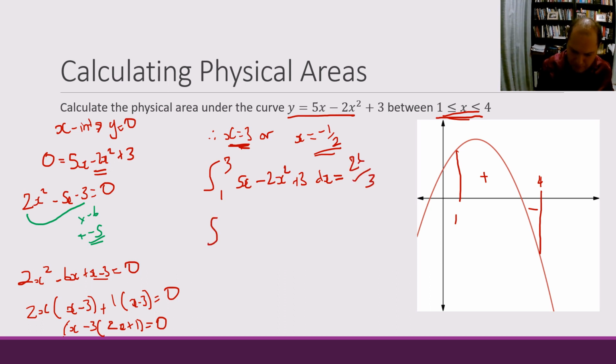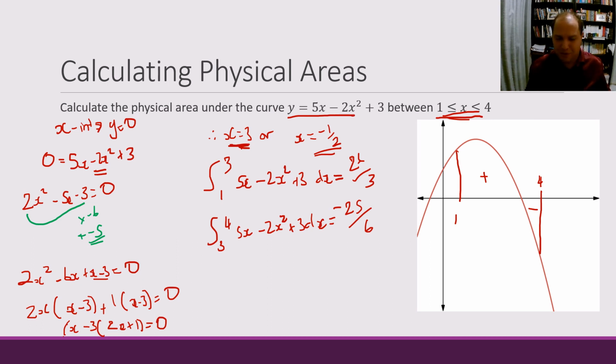And then if I do the integral from 3 to 4 of 5x minus 2x squared plus 3 dx, put that into a calculator, I end up getting 25 on 6. Also, that'll be negative 25 on 6. And so if I want to find the physical area, I just need to make sure I change all the numbers to positive and add them up. So the area is going to be 26 on 3 plus 25 on 6. It's going to be 52 on 6 plus 25 is 77 on 6 square units for that physical area.